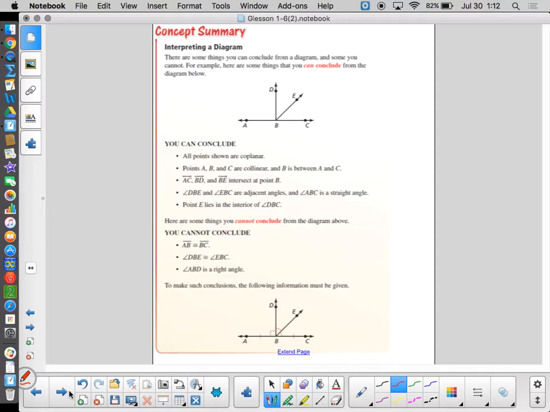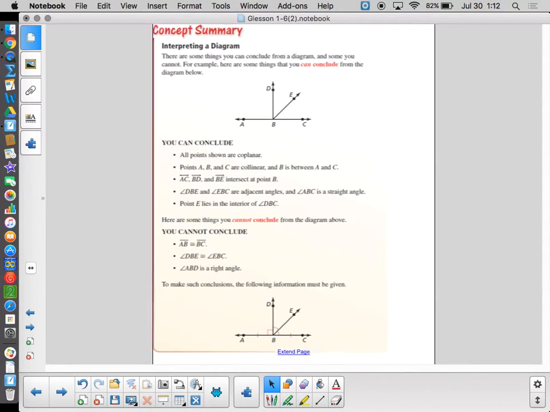All right, final concept of this chapter. Interpreting a diagram. One of the things we really need to be careful of, and we've talked about this already, is jumping to conclusions based on a diagram. When I look at the picture up top here, it sure looks like I've got a right angle right about here, and maybe, just maybe, this ray BE here is actually bisecting angle DBC, making those two angles congruent. Maybe, I don't know. But I can't tell for sure based upon just this picture.